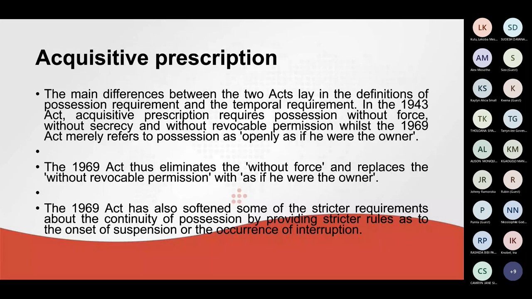Now, the main difference between the 1969 Act and the 1943 Act lies in the definitions of the possession requirement and the temporal requirement. In the 1943 Act, acquisitive prescription requires possession without force, without secrecy, and without revocable permission, whilst the 1969 Act merely refers to possession openly as if he were the owner. So the 1969 Act eliminates the terminology without force and replaces it with the terminology without revocable permission, as if he were the owner. The 1969 Act has also softened some of the stricter requirements about the continuity of possession by providing stricter rules as to the onset of suspension or the occurrence of interruption.